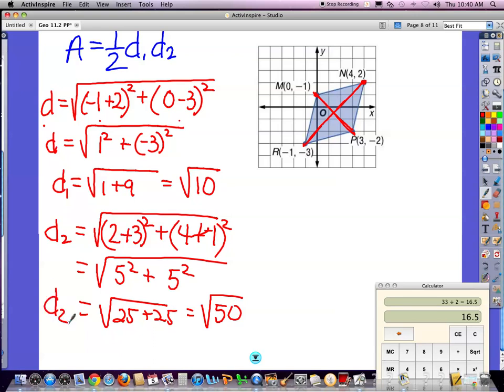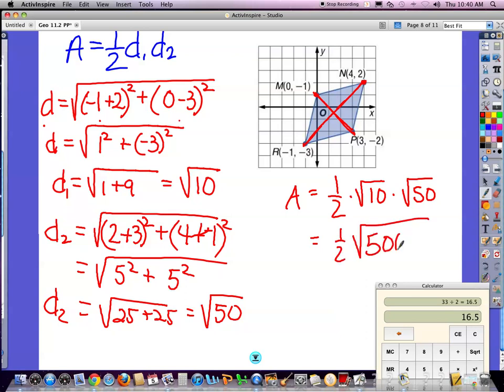So if I go ahead and do the math on this, I'm going to have the area is 1/2 D1, which is square root 10, times D2, which is square root 50. Okay, that's 1/2 times the square root of 500.